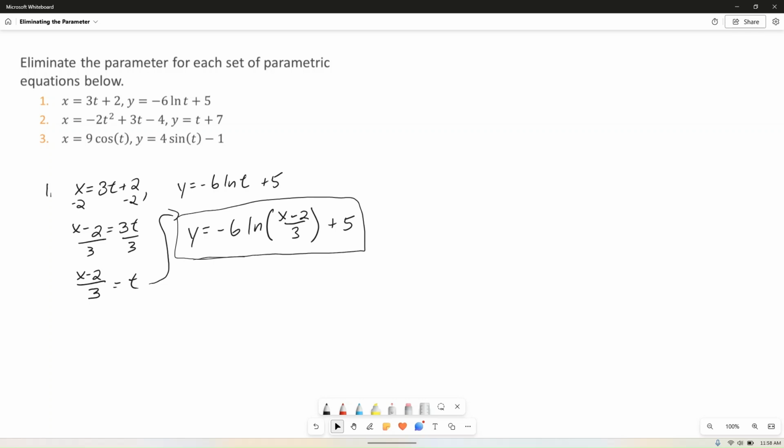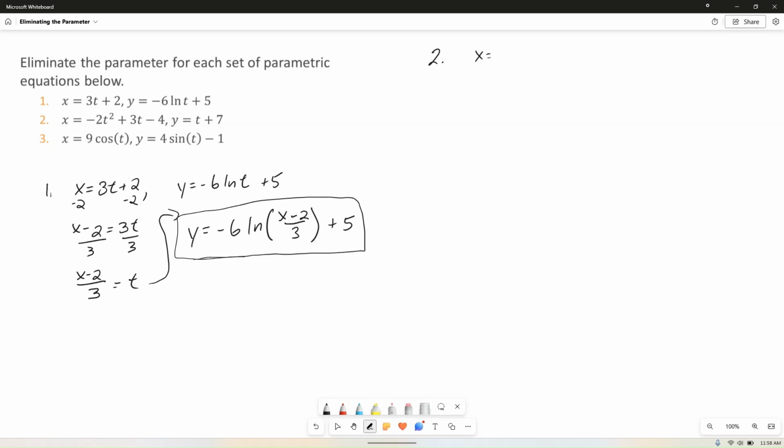And again, we could have done it the other way. We could have solved the y equation for t. It just would have involved dealing with exponents, which again is still possible algebraically. It's not too bad, but it was easier to solve the x equation. All right, let's look at a second example.